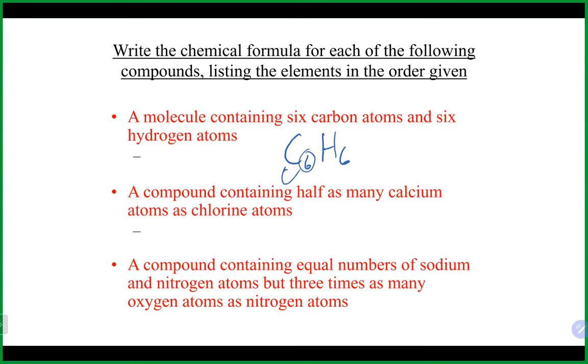We have a compound that contains half as many calcium as chlorine. If I have one calcium, that would mean half of that, so I would need twice as many Cl's. That gives me CaCl2. And lastly, we've got equal numbers of sodium, Na, and nitrogen, and we have 3 times as many oxygens. Since we have one of each of those, 3 of the oxygens will give us NaNO3, or sodium nitrate in this case. Any questions on any of those?